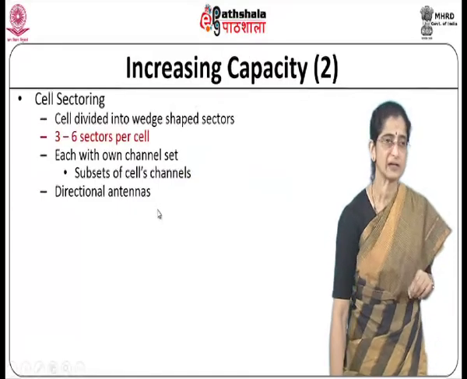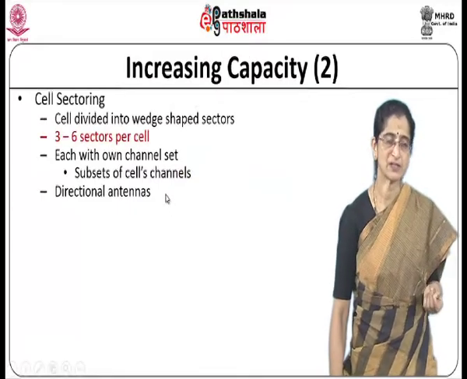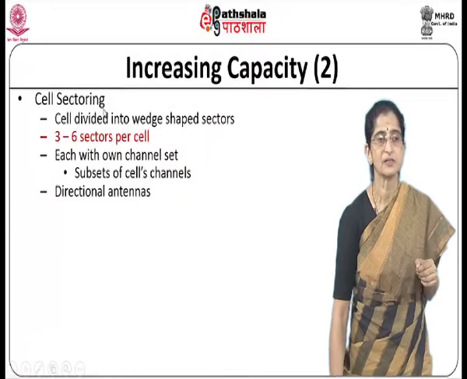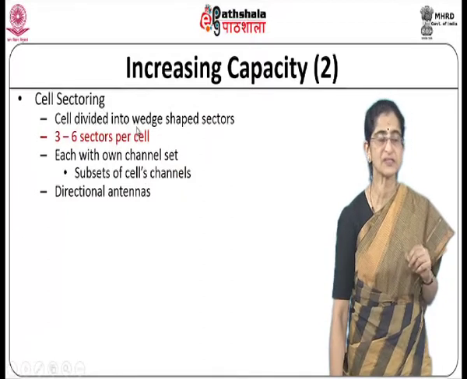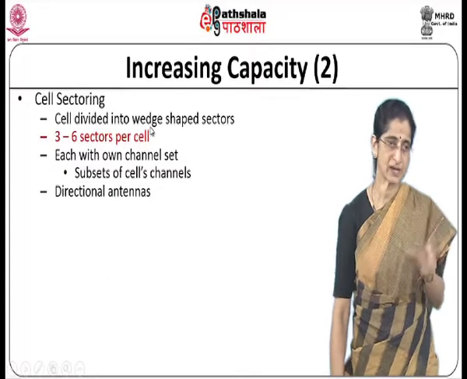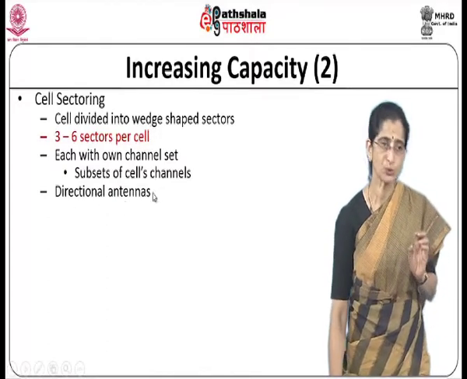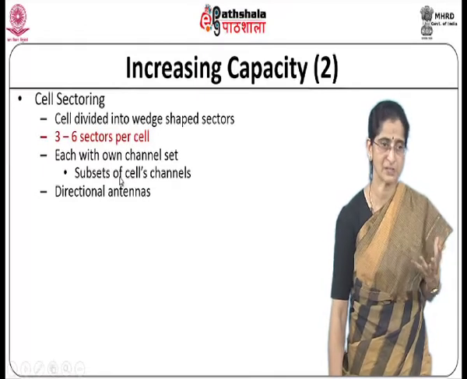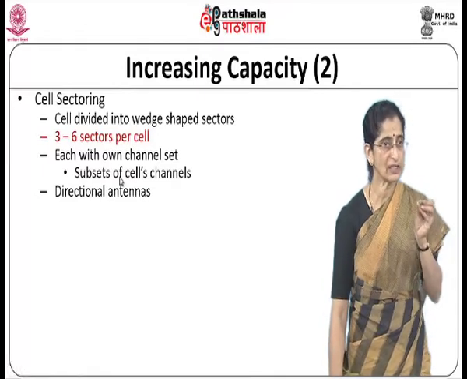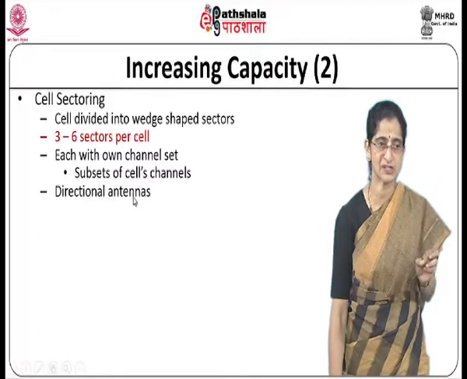Now, another idea that is used for increasing capacity is what is referred to as cell sectoring. In cell sectoring, the cell is divided into wedge shaped sectors. So, you have some kind of directional antenna that is used. You do not have a 360-degree transmission, but you have transmission only in a particular angle. So, you have what are called directional antennas.